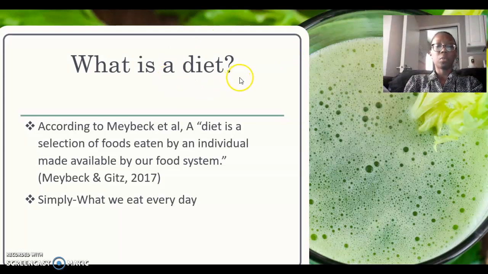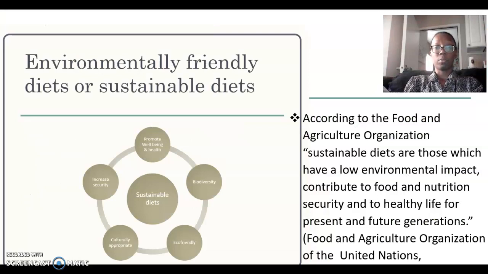So first things first, we want to define what a diet is. A diet is basically the selection of foods eaten by individuals, made available by our food system. I know most persons think that diet is simply something that you do when you want to lose weight, or something that will happen if you have a particular condition like diabetes or kidney disease. But all of us are on a diet. The diet is simply whatever we eat on a daily basis.